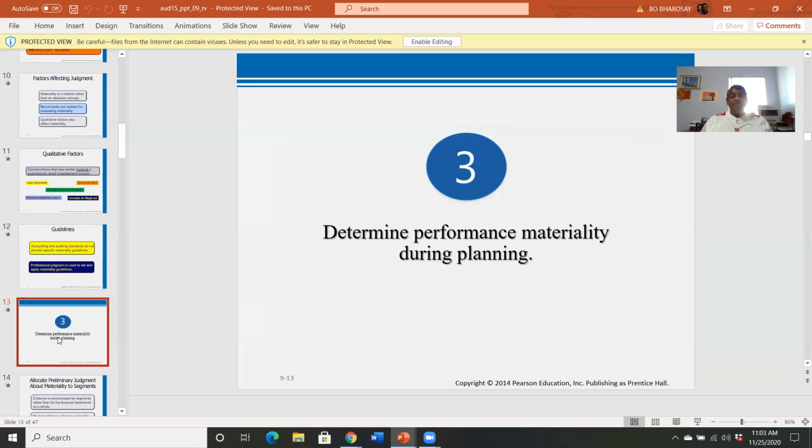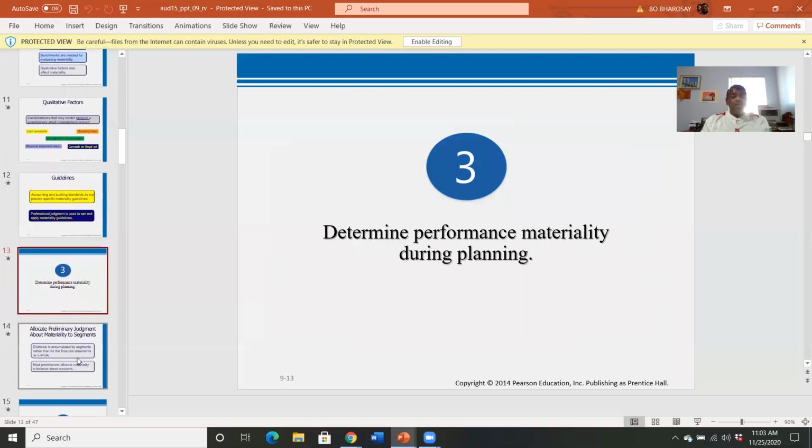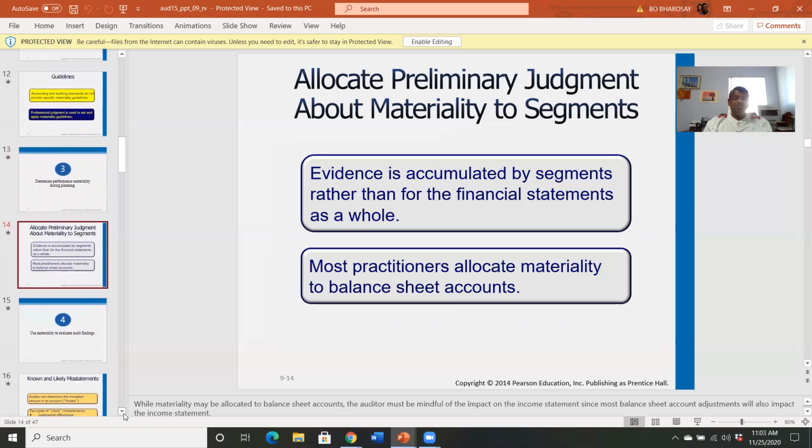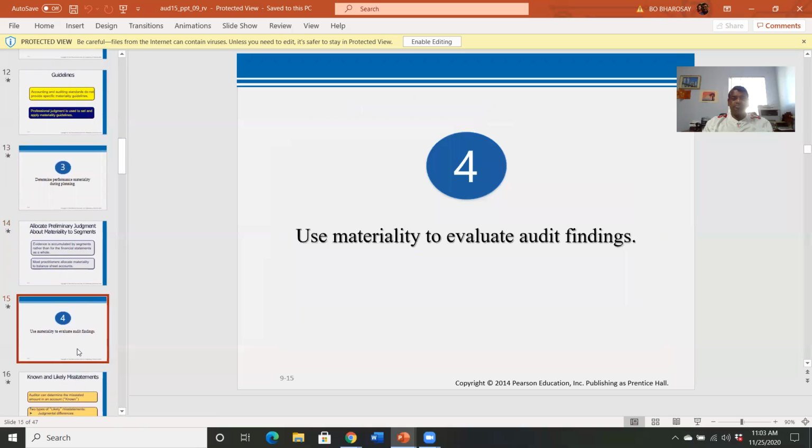Determining performance materiality during the planning stage. I'm not going to bog you down too much with this, but we'll run through it quickly. Evidence is accumulated by segment rather than for the financial statement as a whole. Most practitioners allocate the materiality to the balance sheet accounts. So what do we consider? We consider total misstatement, in my example 50,000, how much we'll tolerate in cash, how much in accounts receivable, etc. We segmentize it, in a way.